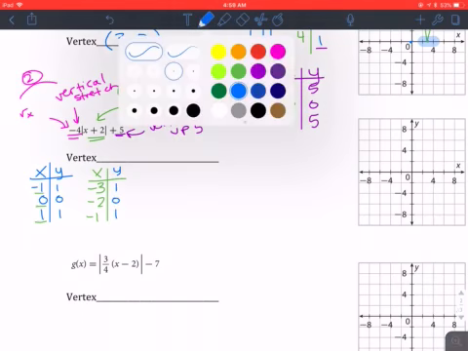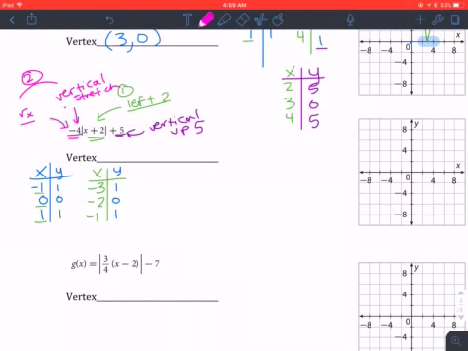Okay, now I can do my reflection and my vertical stretch. And that can all be done at the same time. So my x's are still the same. But my y values are going to change. So I'm going to take these y values. They're going to become negative. And then they're going to multiply by 4. So we can really just multiply by -4.